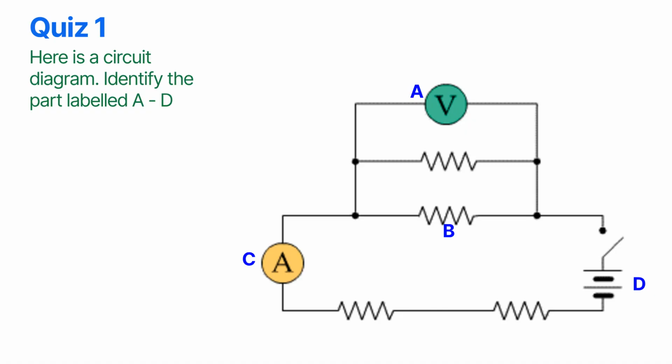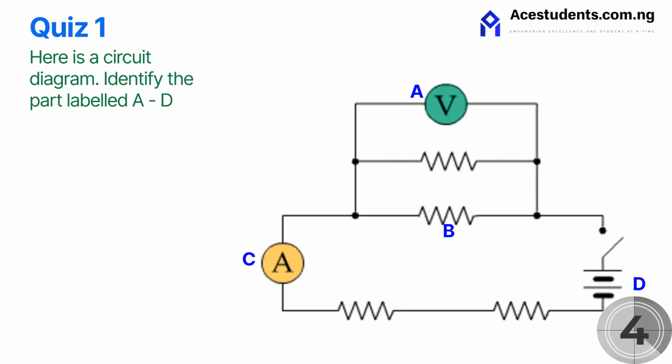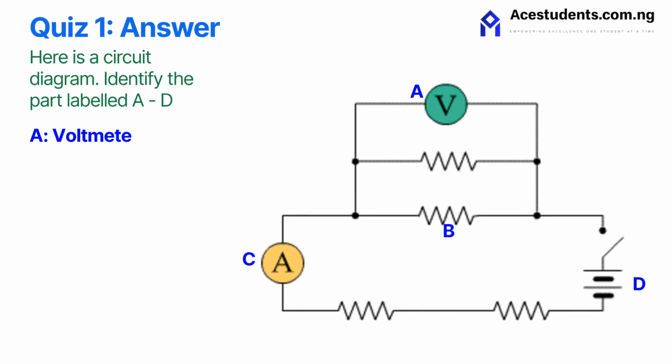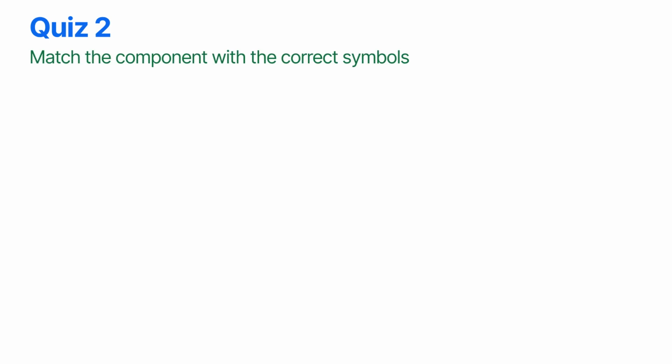Here is a circuit diagram for Quiz 1. Identify the components labeled A, B, C, and D. The answers for Quiz 1 are: A is a voltmeter, B is a resistor, C is a capacitor, and D is a battery.